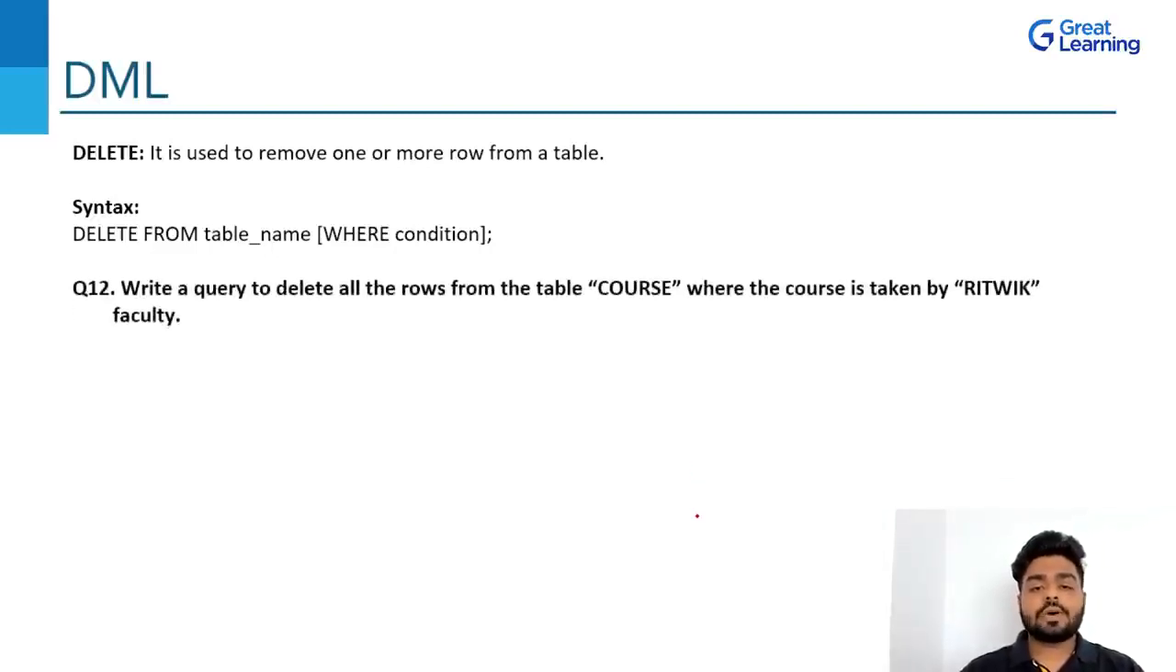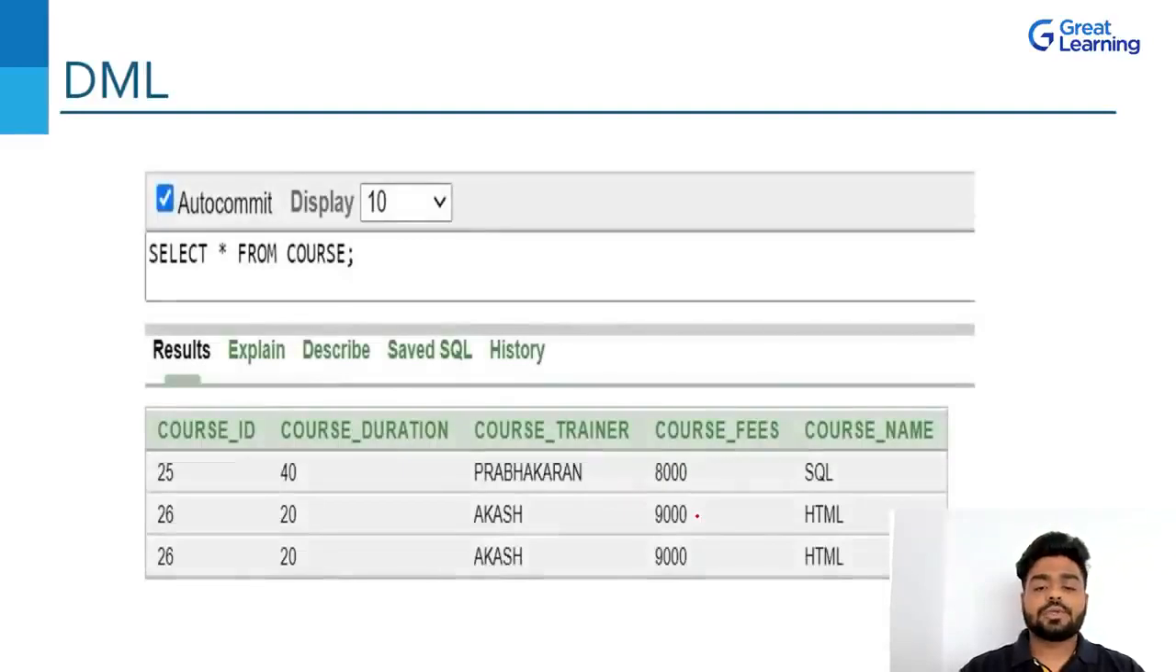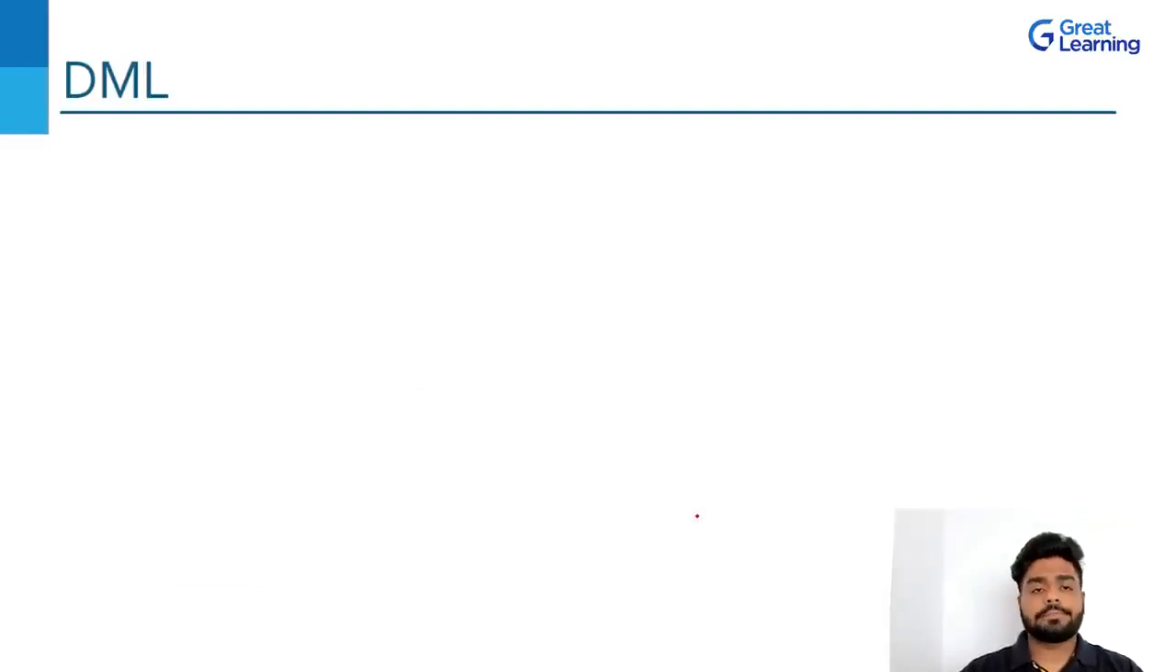Write a query to delete all the rows from the table course where the course is taken by Ritvik. So I want to delete only those course details which are taken by Ritvik. So delete from course where course trainer is equal to Ritvik. I hope you understood the exact meaning of these three things: drop, truncate and delete. So do not get confused because this is one of the very important questions asked in the interview. So you can see Ritvik's information is now gone.